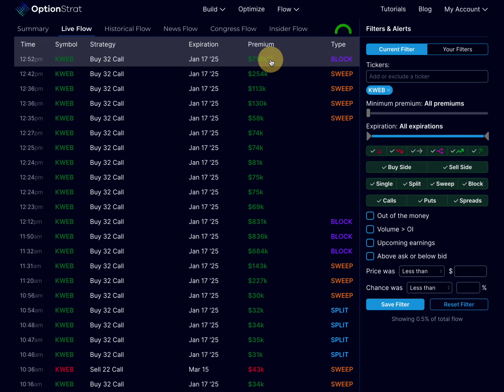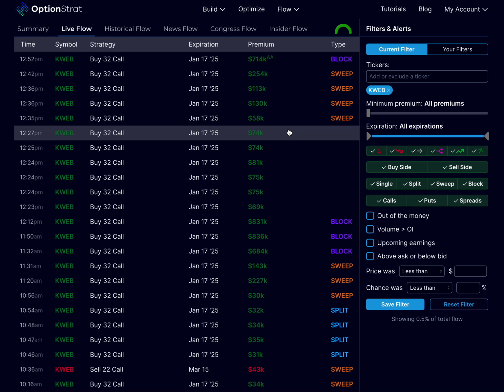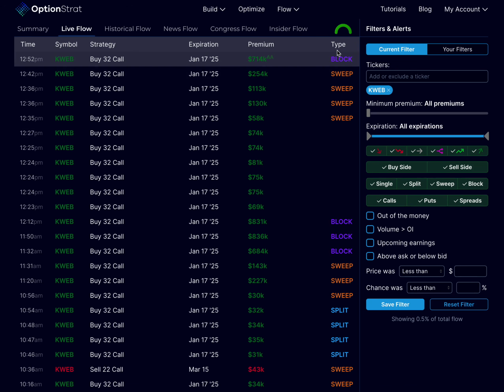So in other words, somebody went in and said, I really, really want this. If they're asking $1 for it, I'll pay $1.10. I just want to get all I can get my hands on, okay? Then we also see the type of trade over here.